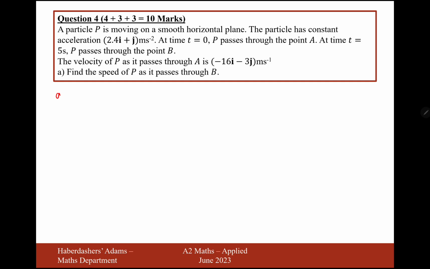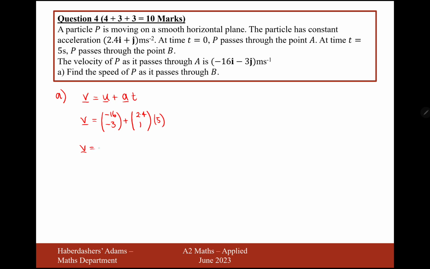Okay, well this question sounds a bit like SUVAT to me. We want to know the final velocity if we know the starting velocity, its acceleration, and time. So this is a SUVAT question. I'm going to do this SUVAT equation with vertical vectors. So the starting velocity is minus 16, minus 3, add the acceleration of 2.4, 1, and the t value here is 5.